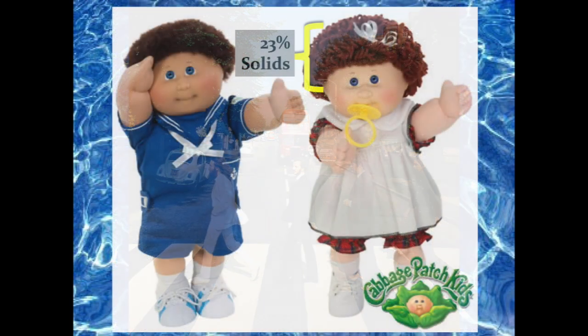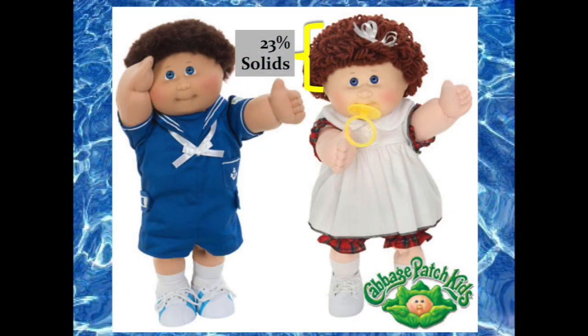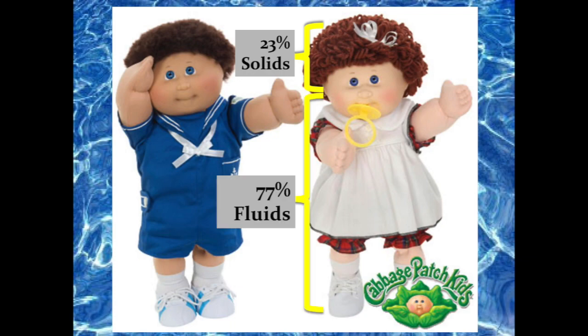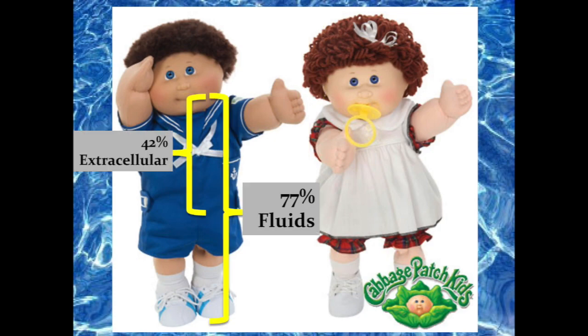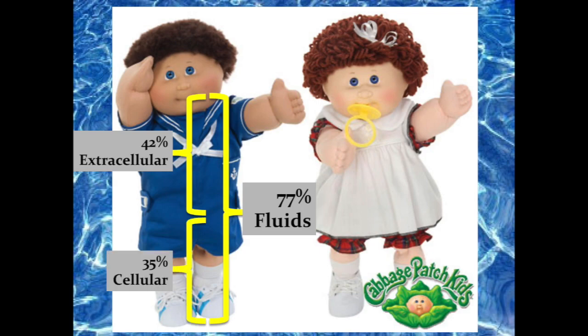Children are different. Children are only 23% solid as opposed to the 40% in adults. And they're 77% liquids. 42% of it is extracellular, so there's a lot of extracellular water compared to an adult, and only 35% fluid is within the cell. You're probably wondering, what is the big difference between that?